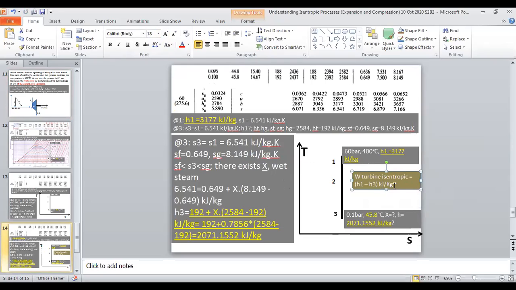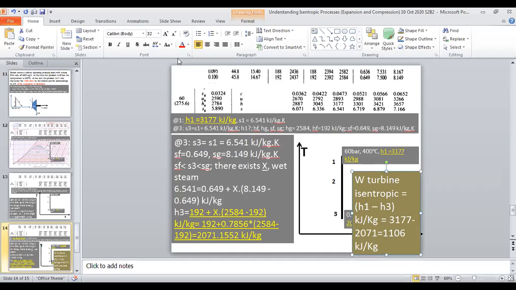H1 minus H3 is equal to 3177 minus 2071, which is 1106 kilojoule per kilogram. Quite interesting. That is too big.